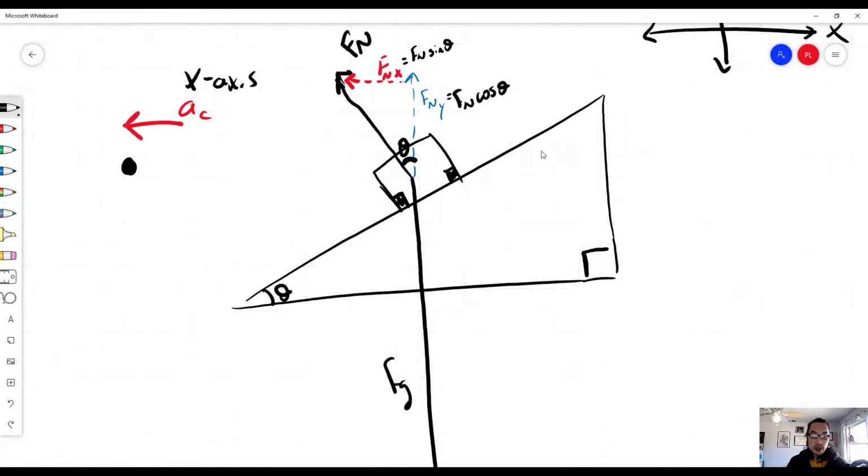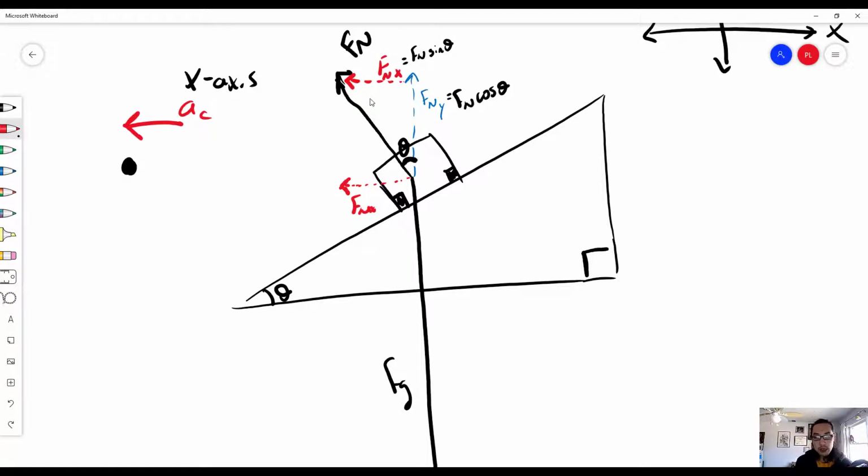What I'm going to do here is move this fnx along this axis, just so that I can explain what's going on. So this is my fnx. I just moved this top vector down a little bit. What this fnx is doing is pushing the object towards the middle of the circle.